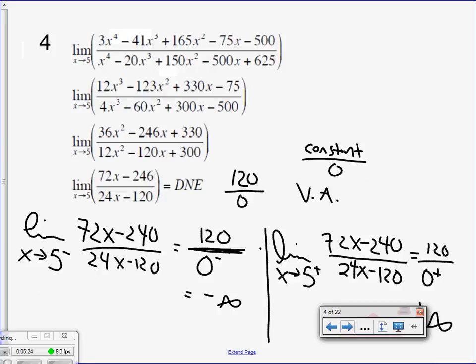Okay. Number four. Yeah, if you didn't just compare degrees, if you actually wanted to practice using L'Hopital's, look how ugly this thing got. Oh, wait, we can't compare degrees. This is x approaches 5. Never mind, you had to keep going. Yep, there's no way. The answer is does not exist.